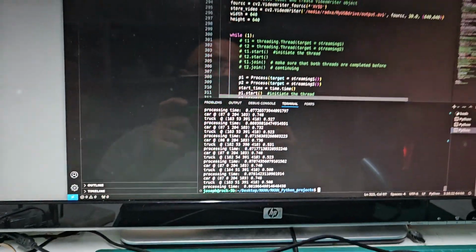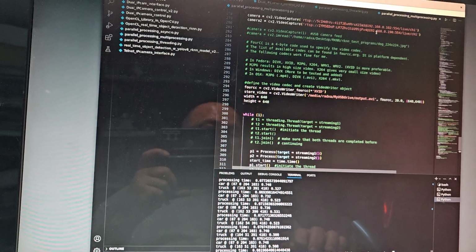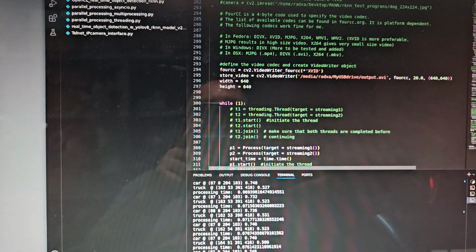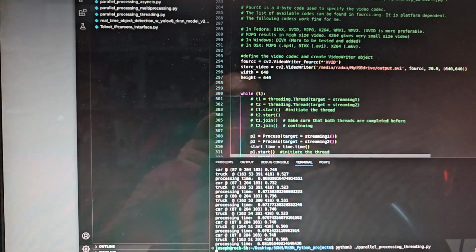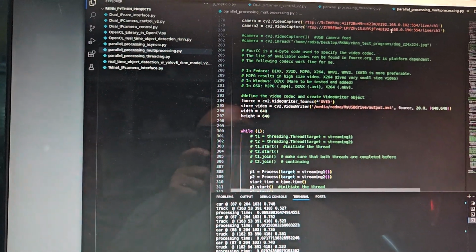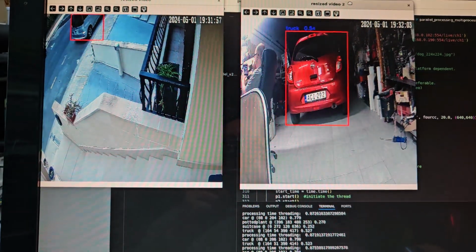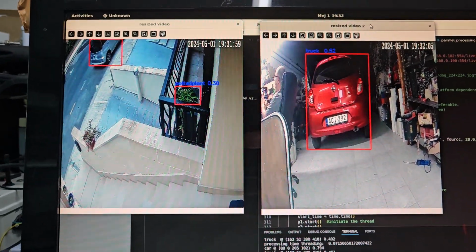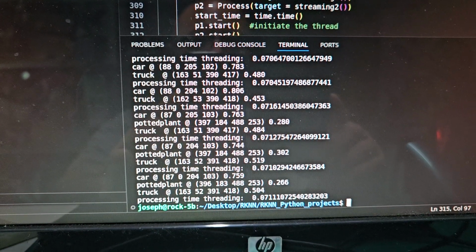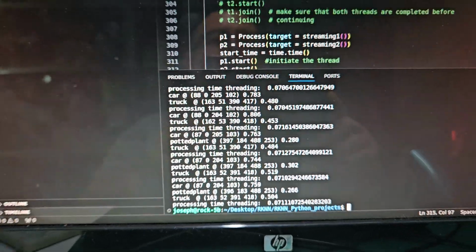Okay, now I'm going to do parallel processing by threading, which is actually not parallel processing. So it's the same program, but this time I am using threading. Again, I'm going to stop it. And one should notice that there is no improvement in time when using threading.